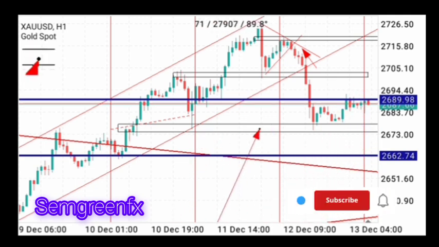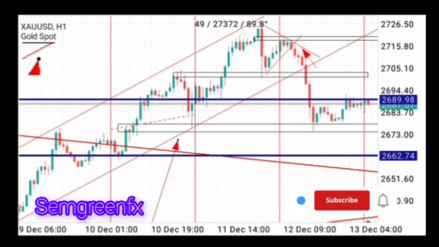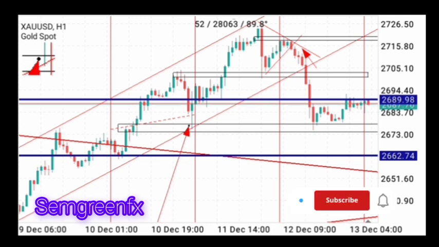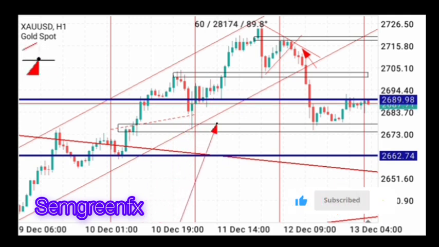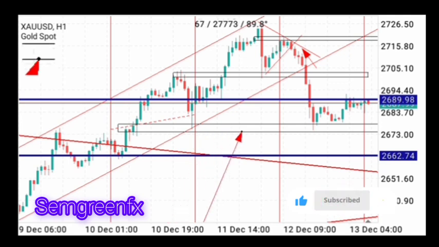Now how did we get this level? This is how I get this level: it was the previous low before the price closed, and the next day price opened, and this previous low has not been mitigated, so I left it open.